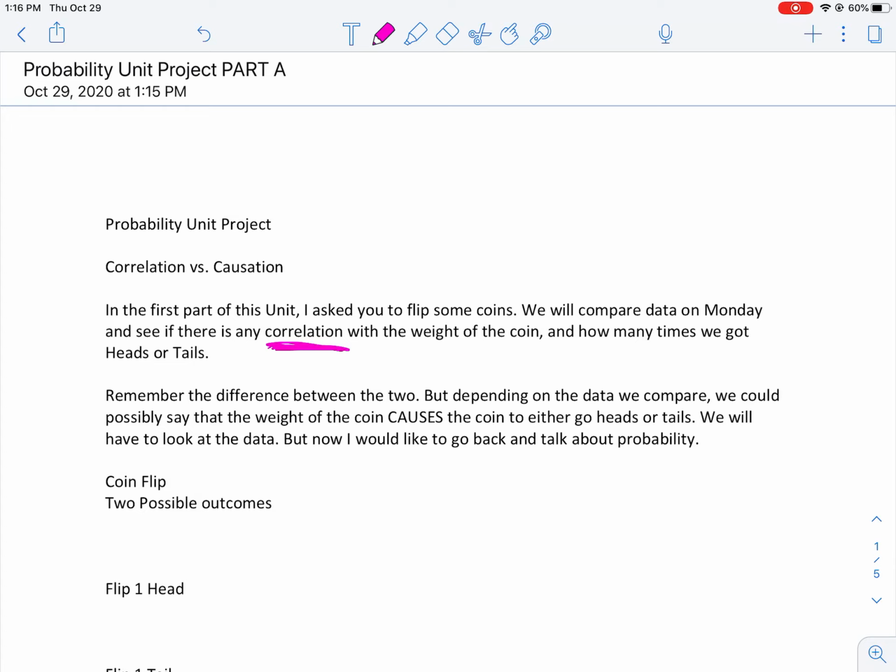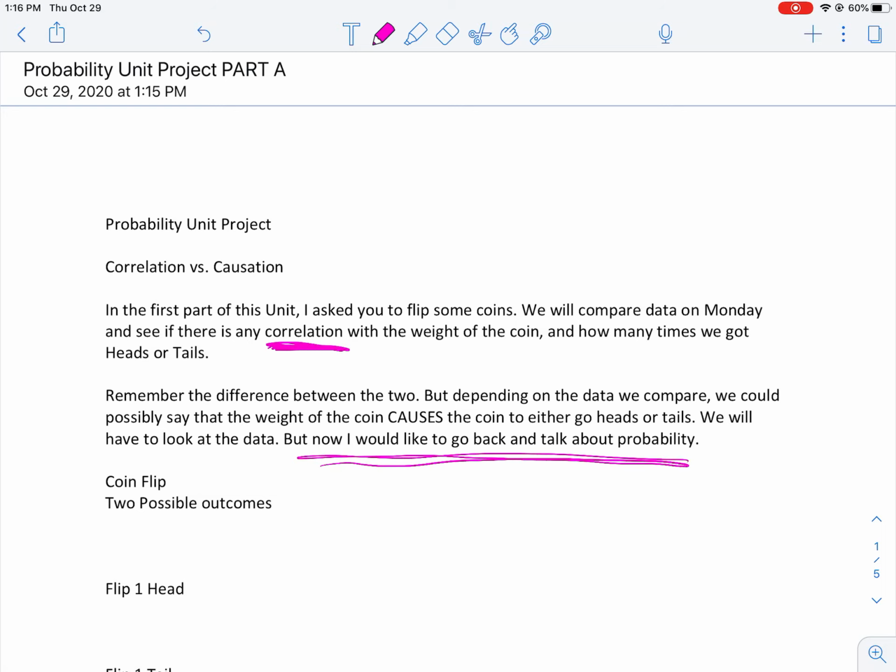Depending on the data we compare, maybe there is a correlation, but also maybe the weight of the coin causes it to go heads or tails. Maybe the head side is a little heavier than the tail side, so therefore you get tails more or something. So we'll look at that data and we'll talk about whether or not there's a correlation and whether or not there's any causation.